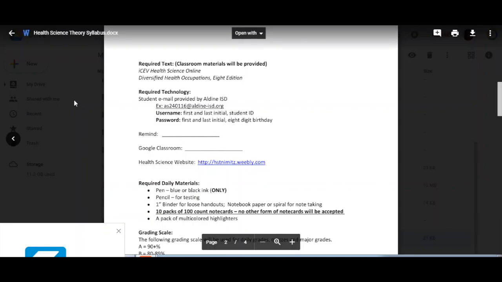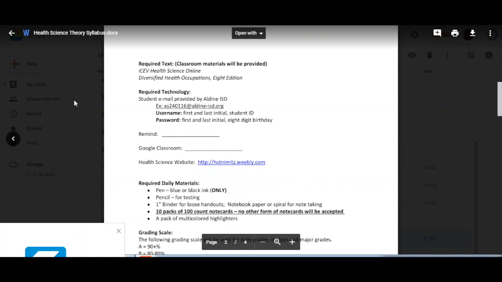Your required text, classroom materials will be provided for you. We use the ICEV Health Science Online, Diversified Health Occupations, the 8th edition. Required technology. You are required to use your Aldine ISD email account that's provided to you. An example is on your syllabus. It is your first initial, last initial, student ID at aldine-isd.org. Your password is your first initial, last initial, and 8-digit birthday if you have not reset it from your 10th grade year.